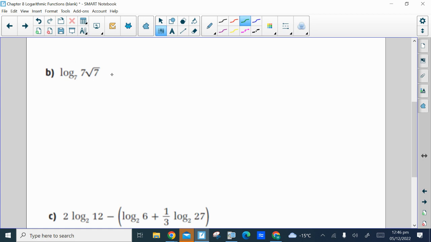Question B. I would start by breaking this up using the laws of log. Because it's 7 times the root of 7, it'll be log base 7 of 7 plus log base 7 of 7 to the 1/2. Square root means power 1/2. And log base 7 of 7 is 1 plus 1/2 log base 7 of 7. So the exponent 1/2 comes in front.